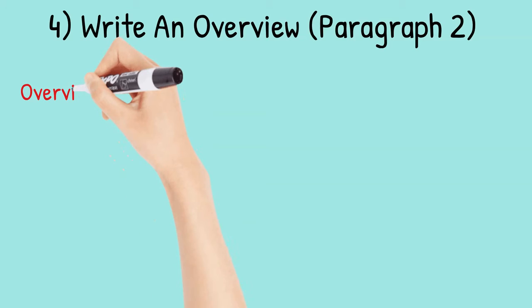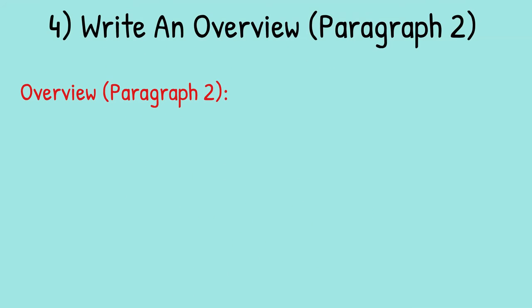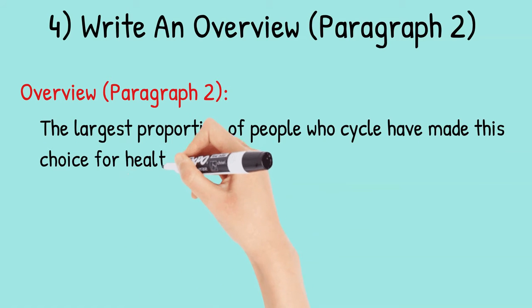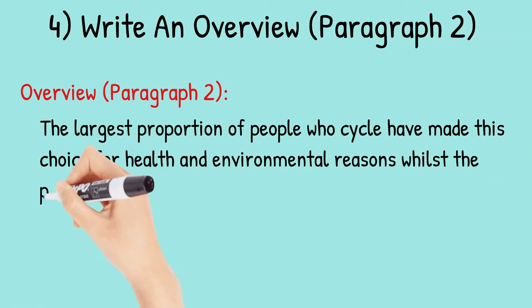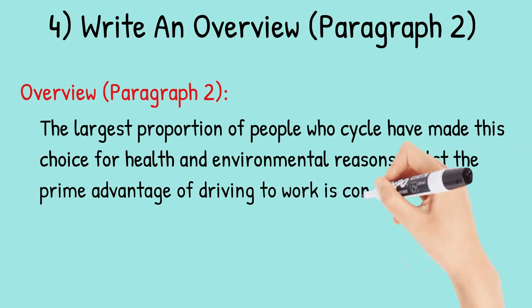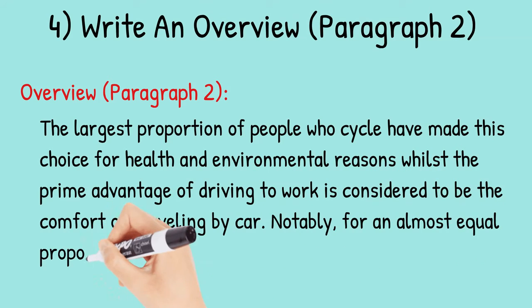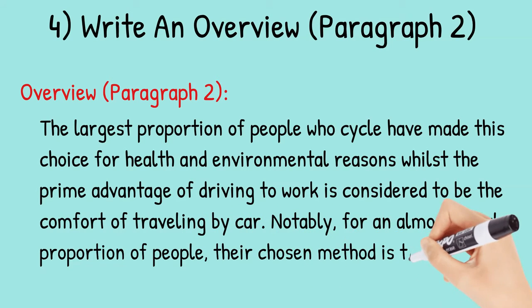For example, you could write the overview or paragraph 2 as: the largest proportion of people who cycle have made this choice for health and environmental reasons, whilst the prime advantage of driving to work is considered to be the comfort of traveling by car. Notably, for an almost equal proportion of people, their chosen method is the fastest.